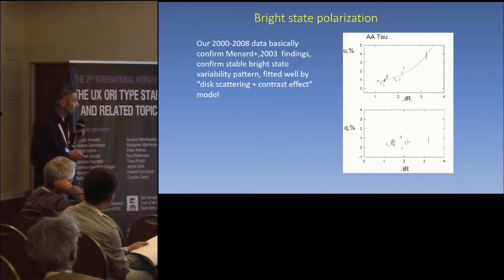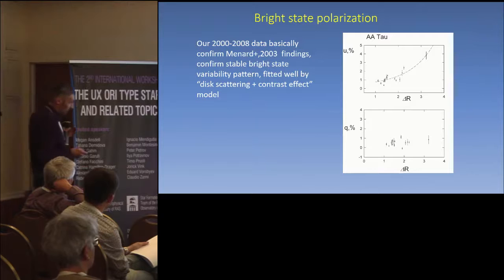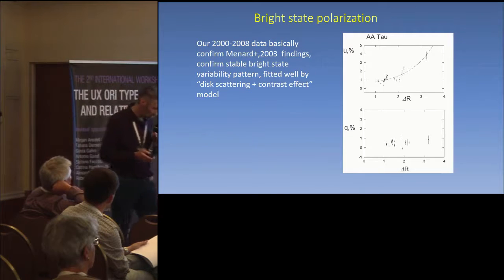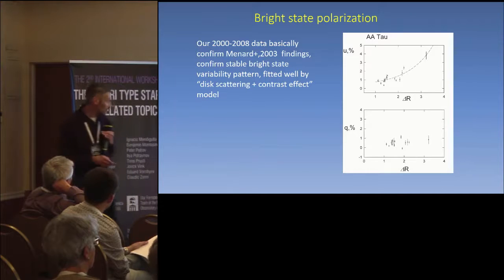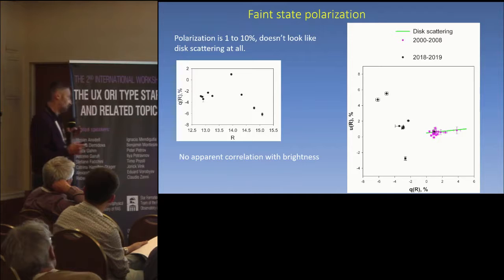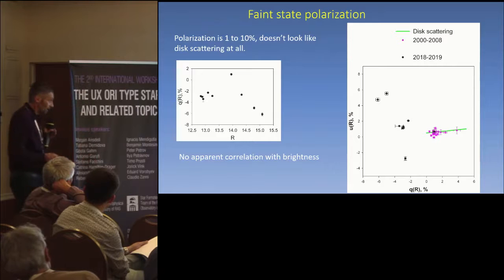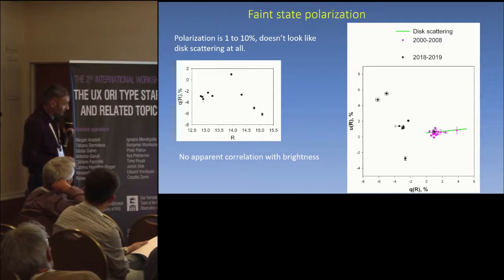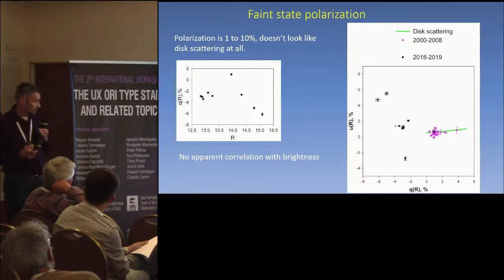We observe a nice correlation of polarization parameters and brightness, and the position angle is quite consistent with what we expect from disk scattering using the position angle from ALMA imaging. Pink dots are our pre-fainting observations, and we see they're quite consistent with the disk scattering model, plus the usual contrast effect.